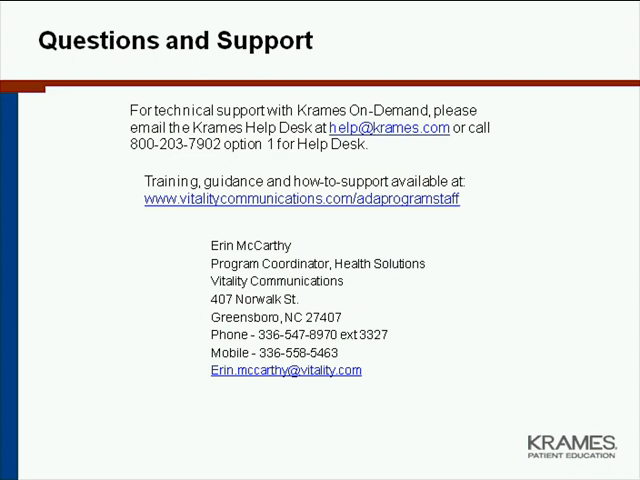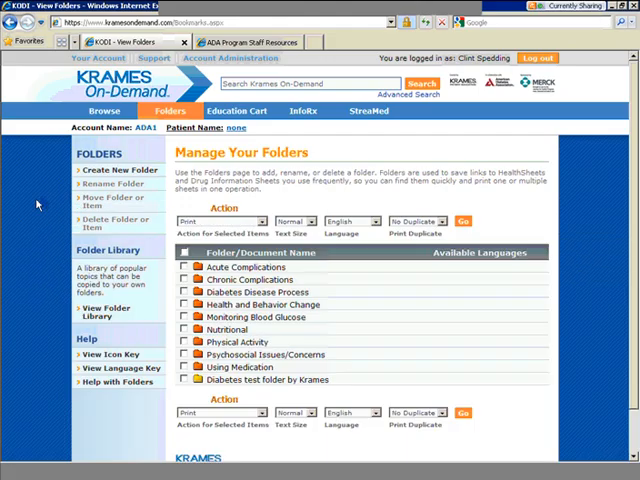Okay, so now we'll switch over to the live demonstration walking you through the ADA program for CRAMES on Demand. When you first log in, the first screen you will see is a list of folders. Within these orange folders, you can click on a topic, and from here you'll see sheets within those folders. So that is the first way to find any of the CRAMES information, any of the diabetes health sheets. The second way that we'll get to in a moment is by clicking on the Browse tab.